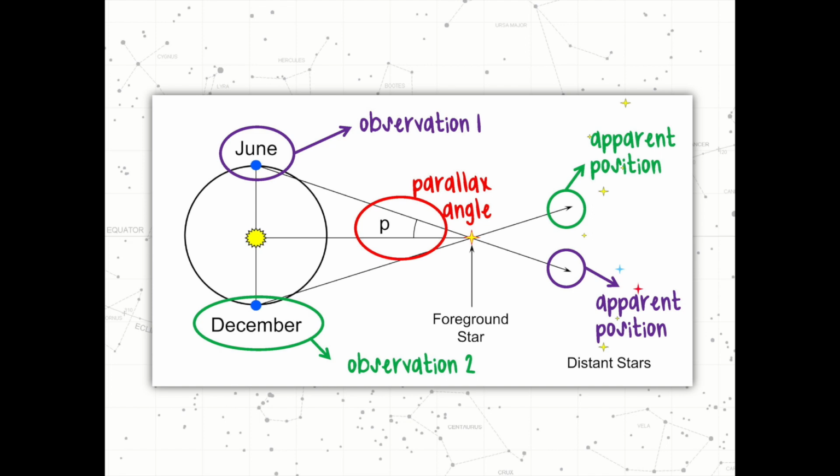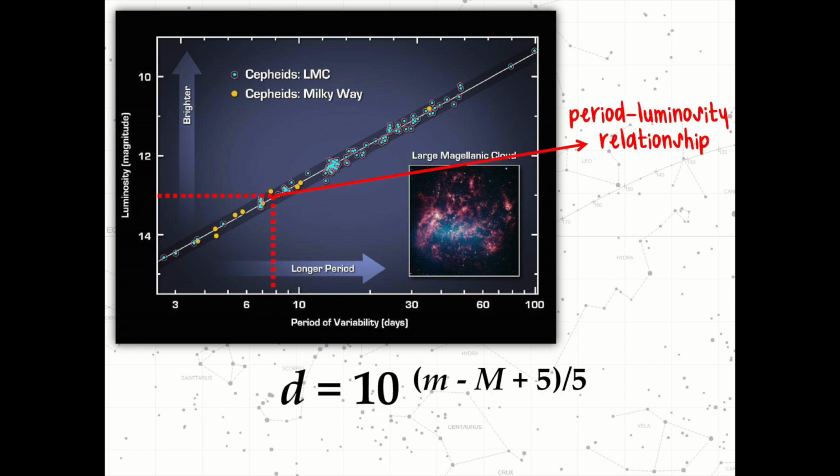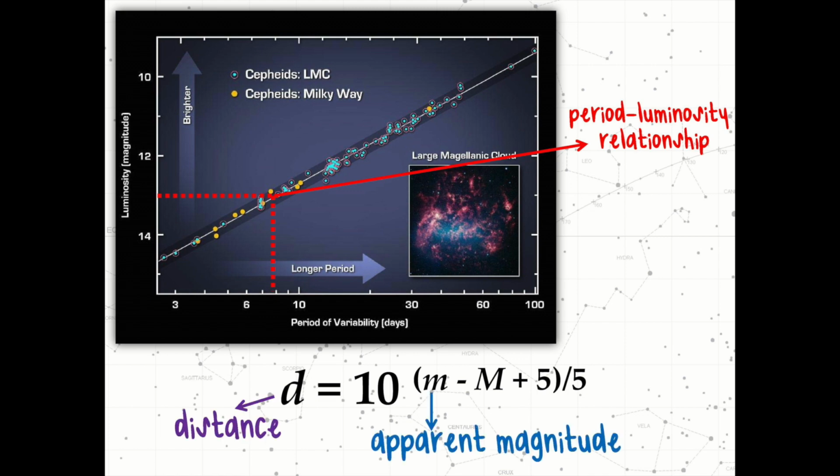This is why Leavitt's discovery was so important. By measuring the period of a Cepheid variable star, we intrinsically know its absolute magnitude, how bright it really is, not how bright it appears. With this knowledge of absolute magnitude, we can compare it to the star's apparent brightness to figure out its distance.